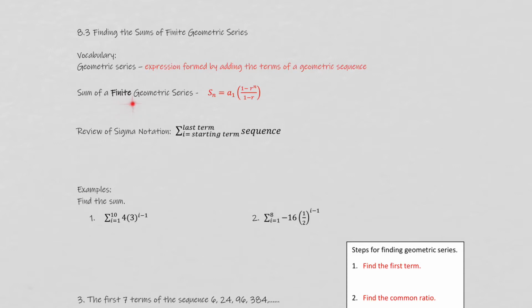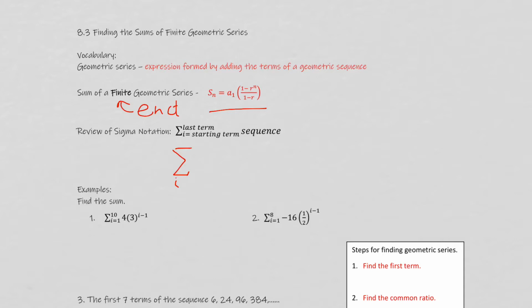And for my finite geometric series, remember finite again means it's going to end, so there's not going to be a dot dot dot behind it. It is the formula S sub n equals A sub 1 times 1 minus r to the nth power over 1 minus r. And when we start looking at these, we're going to remember our sigma notation, just a reflection of that.